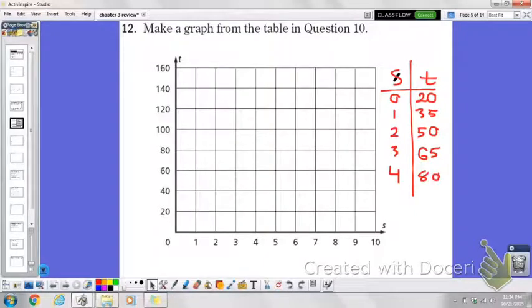So I need to go to my graph. For 0, 20, I go over 0, up 20. And I get a point at 20. Then I need to go over 1, up 35, which is about right here. Then I'll have to go over 2, up 50, which is right here. Over 3, up 65, which is about right there.